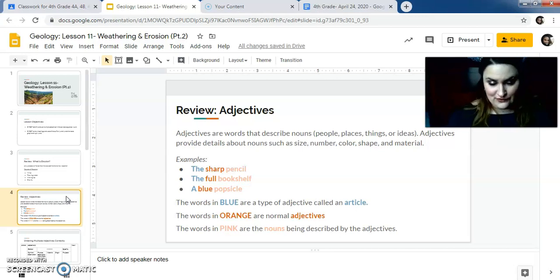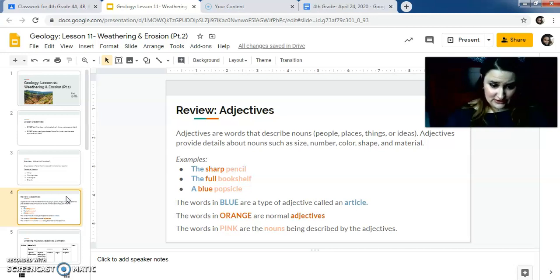But to review basic adjectives to begin with, adjectives are words that describe nouns, which are people, places, things, or ideas. Adjectives provide details about nouns such as size, number, color, shape, and material. So examples: the sharp pencil, the full bookshelf, a blue popsicle.